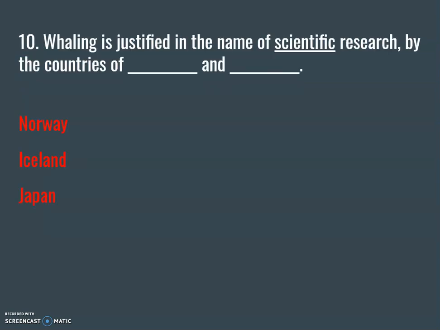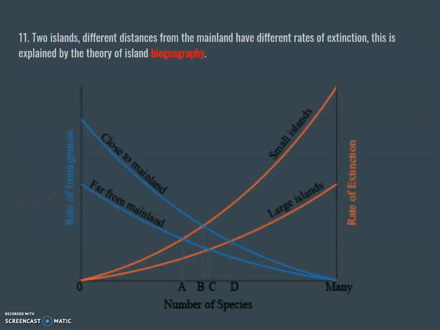Whaling is justified in the name of, and the word you need to fill in there is, scientific research by the countries of Norway, Iceland, and Japan. Okay, so I know there's only 2 blanks, but there's several countries.